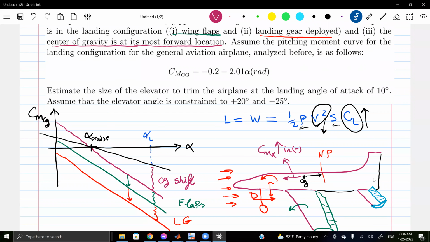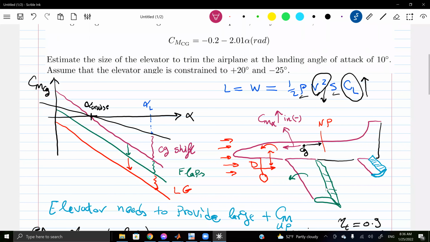Actually, just to reiterate, for what reason would you have your flaps down during landing? Because I was thinking you wanted your flaps up so that your elevator would not have to do as much work, or to not have such a high pitch. Yeah, thank you. This is a very good question.